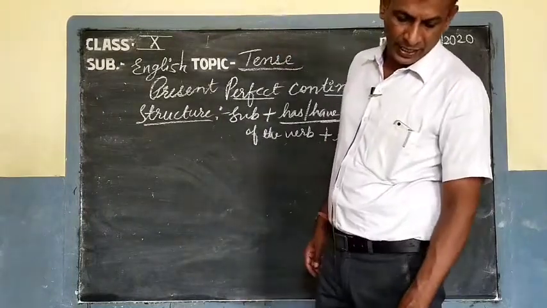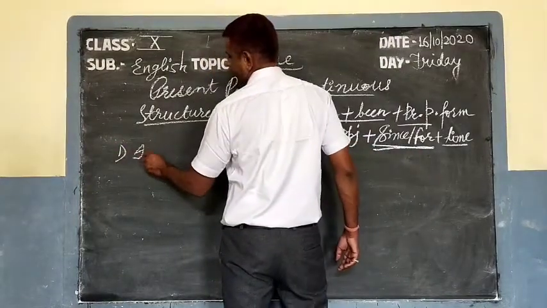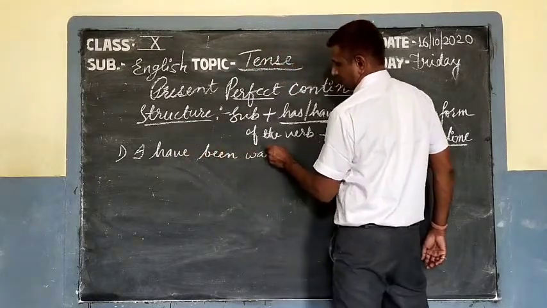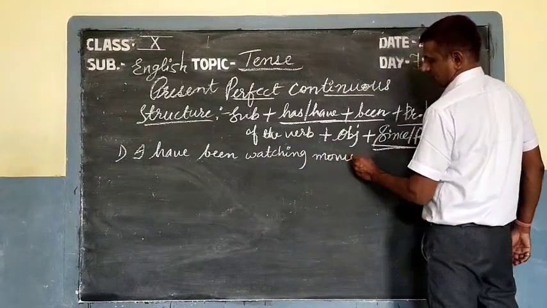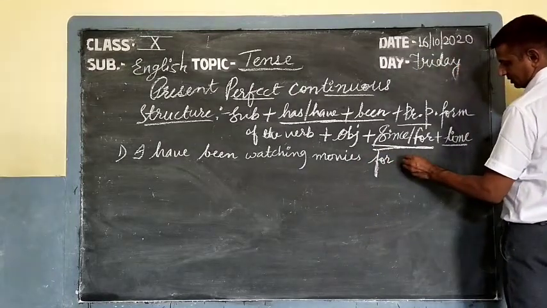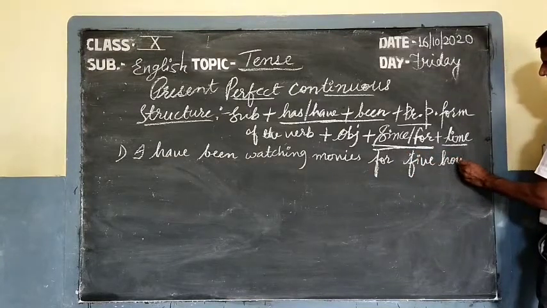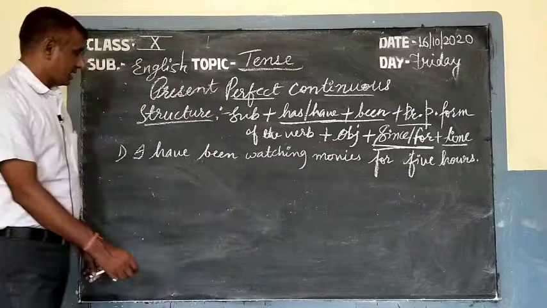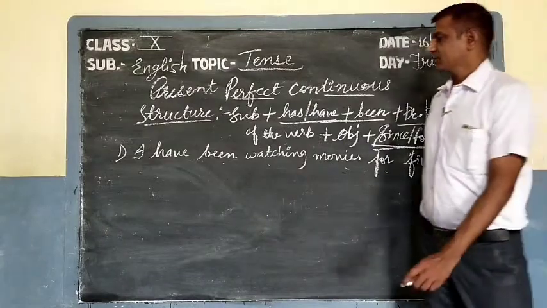I have been watching movies for 5 hours. See this example of sentence. Well, I have been watching movies for 5 hours.